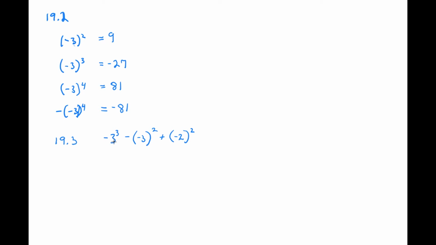So let's look at this exponent. We have 3 times 3 times 3, and then we want the opposite of that. So that's going to be 27, and the opposite of 27 is negative 27. All right, we have negative 3 2 times. That's going to be 9. We want the opposite of that, so it's negative 9. And we have negative 2 2 times, so that's going to be 4, and it stays positive. And when we add all of these up, our answer is negative 32.